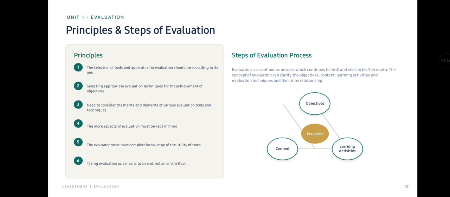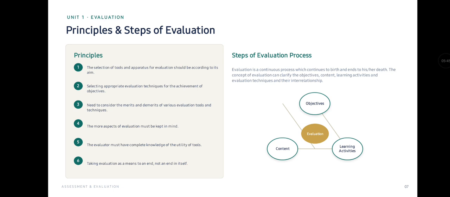Coming to principles and steps of evaluation. Principles. First is the selection of tools and apparatus for evaluation should be according to its aim. Second, selecting appropriate evaluation techniques for the achievement of objectives. Third is the need to consider the merits and demerits of various evaluation tools and techniques.